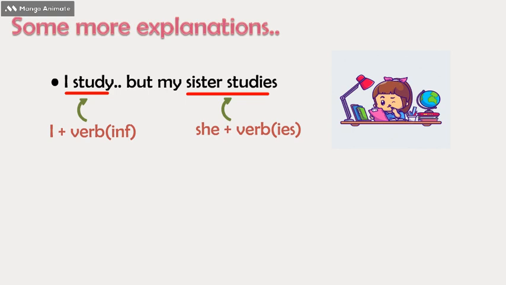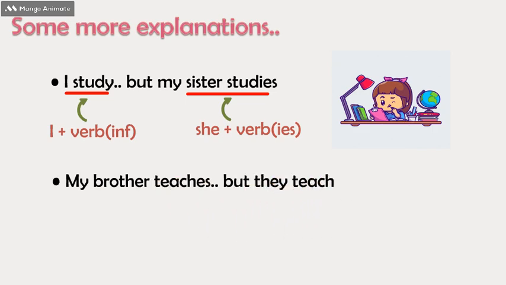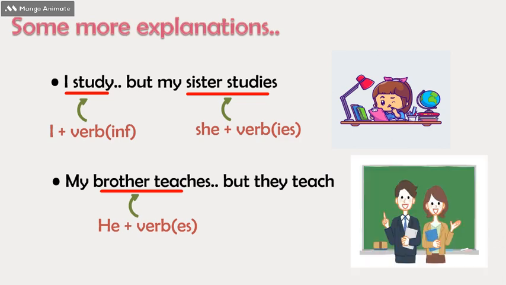Next one is my brother teaches but they teach. If your brother is a teacher, he teaches every day. So you can say my brother teaches. Here we have to use the pronoun he, so we have to use the verb plural form. Hence my brother teaches. But they teach. For the pronoun they, we have to use the verb infinitive form. Therefore, but they teach. Both are daily activities.